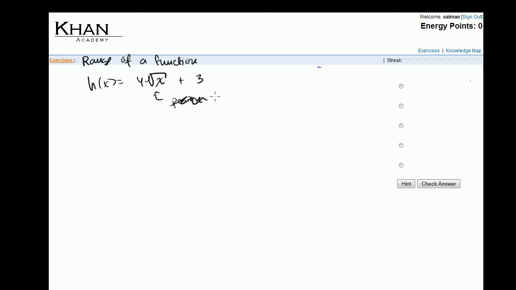Or in fact, I shouldn't say positive. I should be very careful. It should always be non-negative. It could take on 0 when x is 0. So this whole expression is always going to be greater than or equal to 3. Might want to graph it.